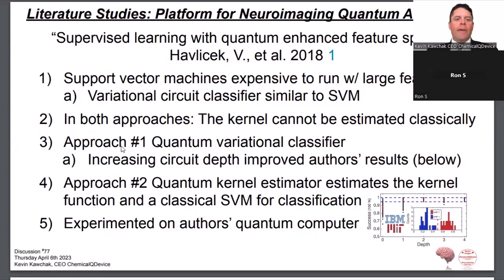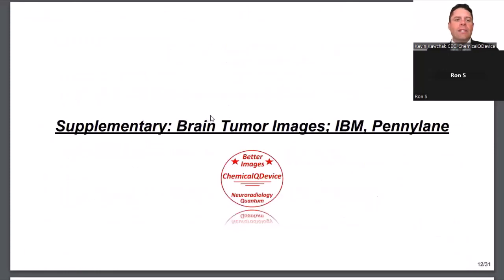It has to be quantum. And then approach number 1, quantum variational classifier, increasing circuit depth improved results. And this image shows that as you go deeper in the circuit, meaning not more qubits, but more gates on the same layers of qubits, it helps the results. And then approach number 2, quantum kernel estimator, estimates the kernel function and uses a classical SVM for classification. They actually experimented on their own hardware, and this is in 2018.